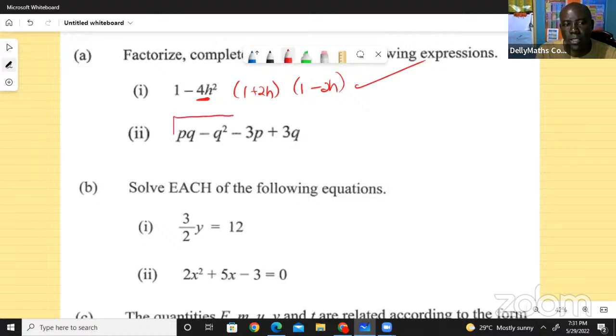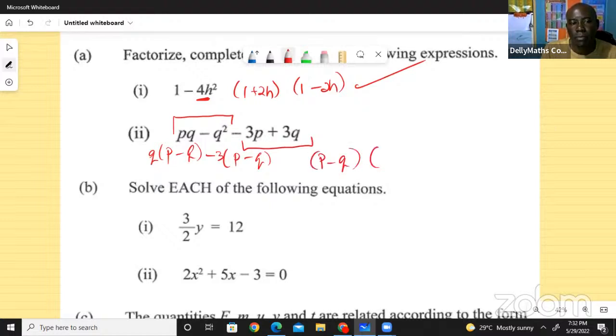For these, you want to pair these up. So taking out q, p minus q, and then taking out a negative 3, so we get a p and a minus q again. Then now you could just write back 1, p minus the q, and then the other two things, which is q minus 3. And we would have factorized that.